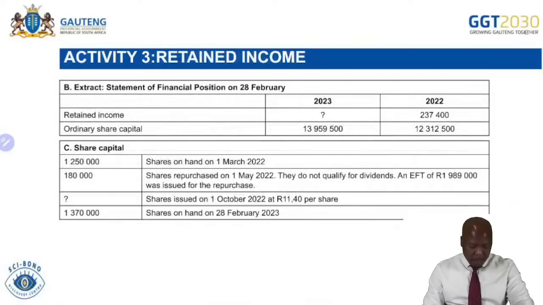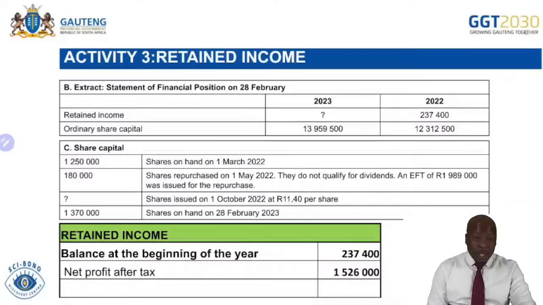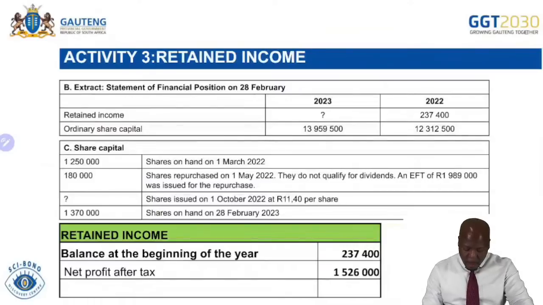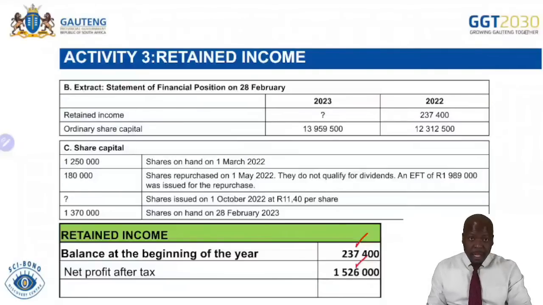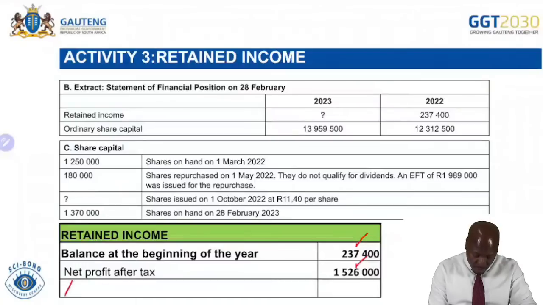Okay, let's therefore begin with our calculations. What we want to do, as I've already said, is the retained income note. We are given the balance at the beginning of the year, and the net profit after tax was also given. The next thing that we must then record is the repurchase of shares. So I would come here and say the repurchase of shares.